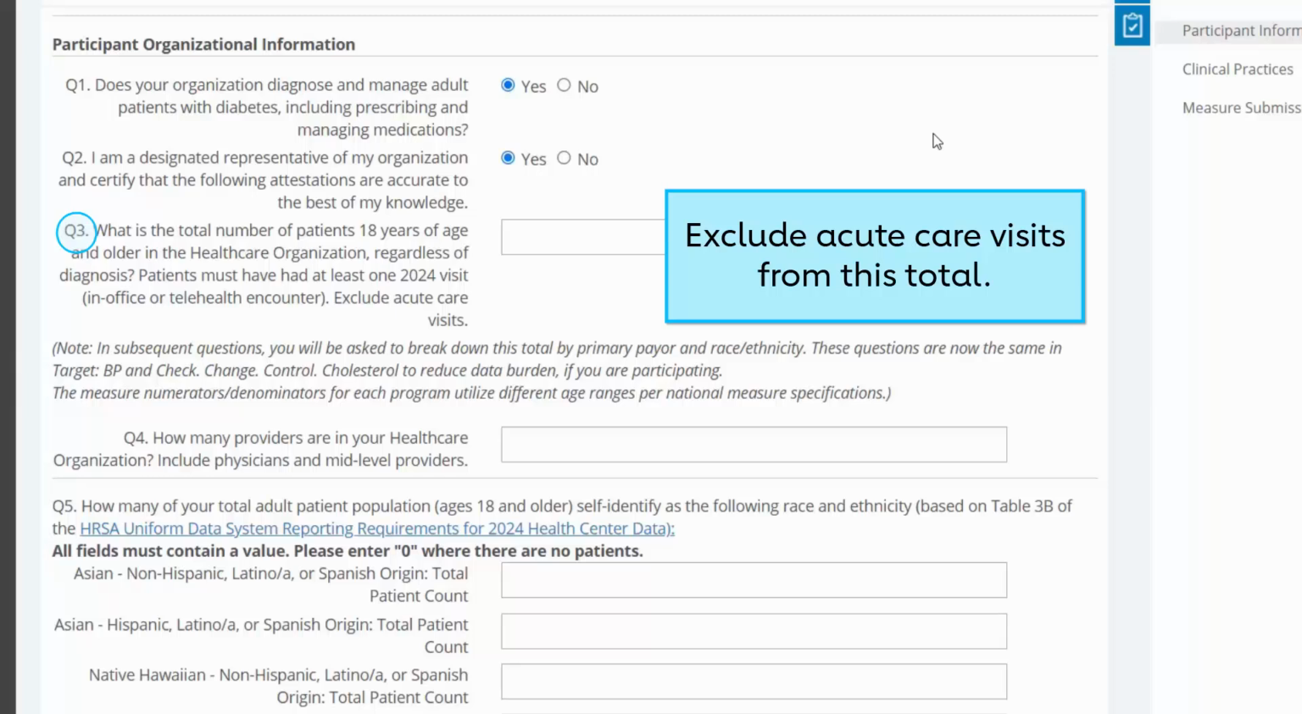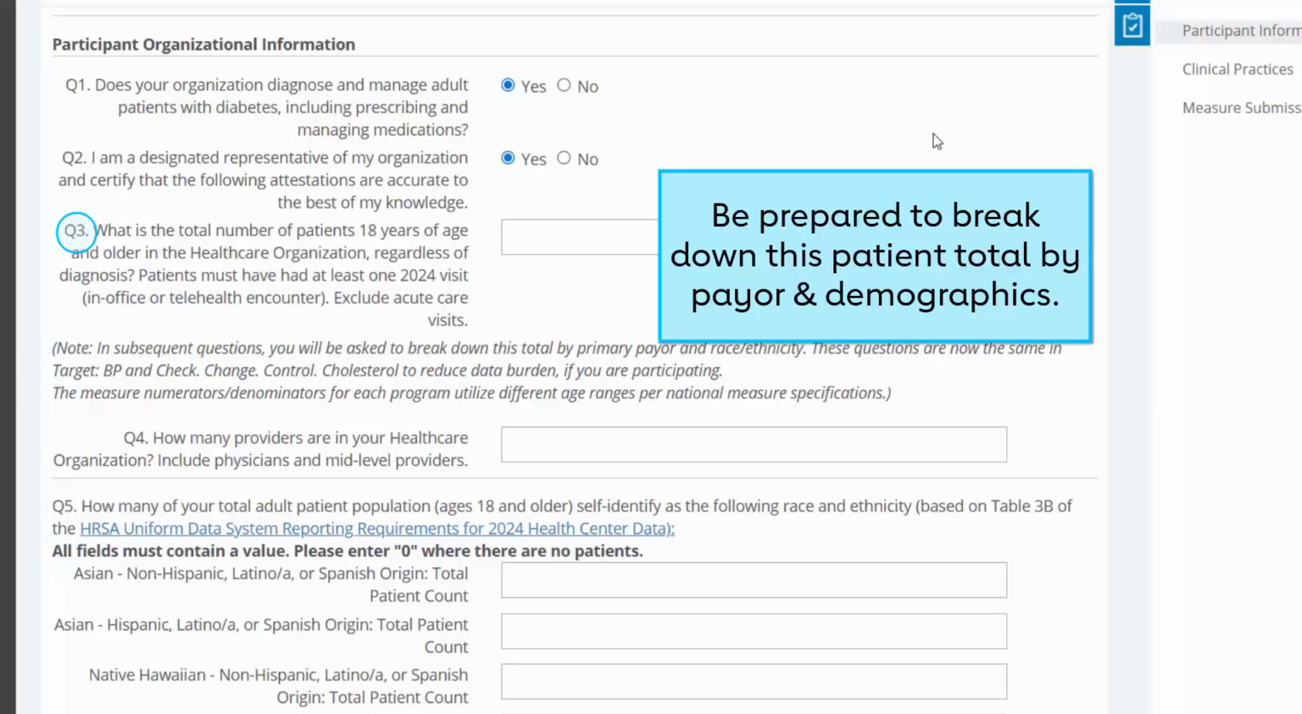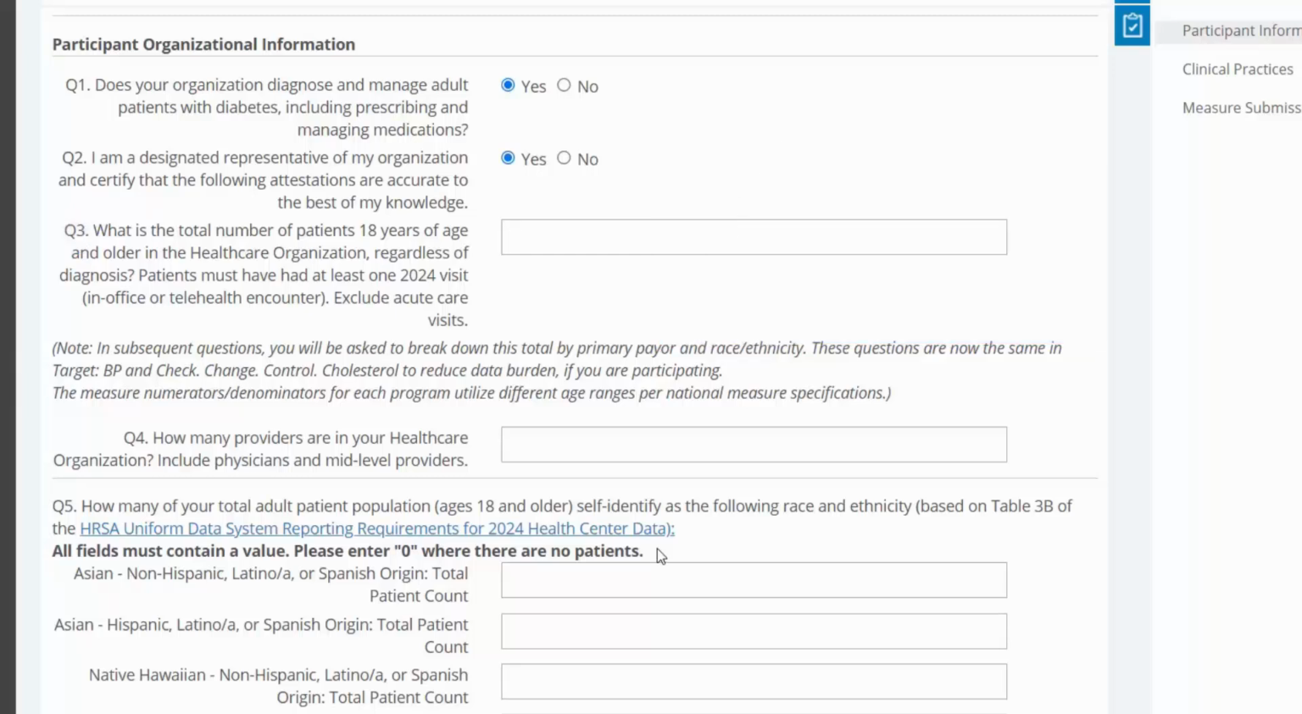Question 3 asks for the total adult patient population ages 18 and above who had an office visit in 2024 for your organization. When pulling data for this question, make sure you are saving this query and can further break down that same patient population by race and ethnicity and by payer group. My demo organization had 42,897 patients ages 18 and above.